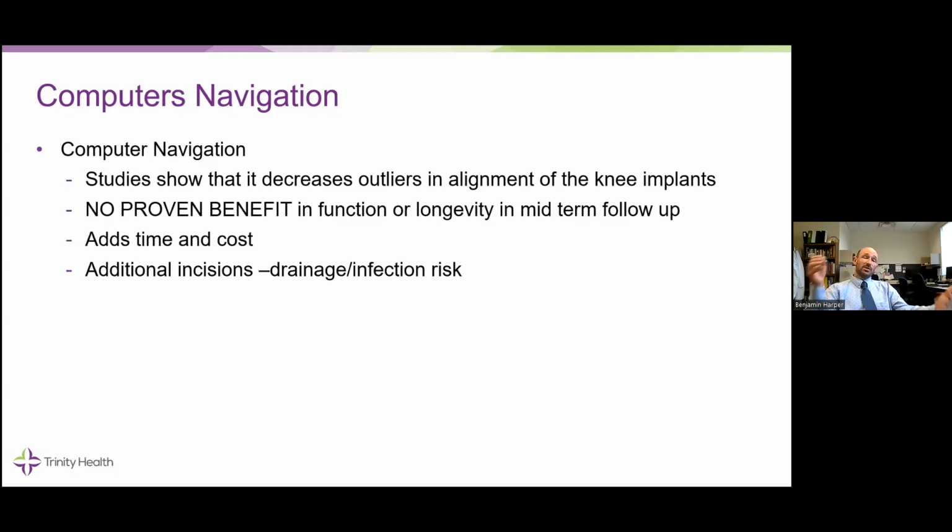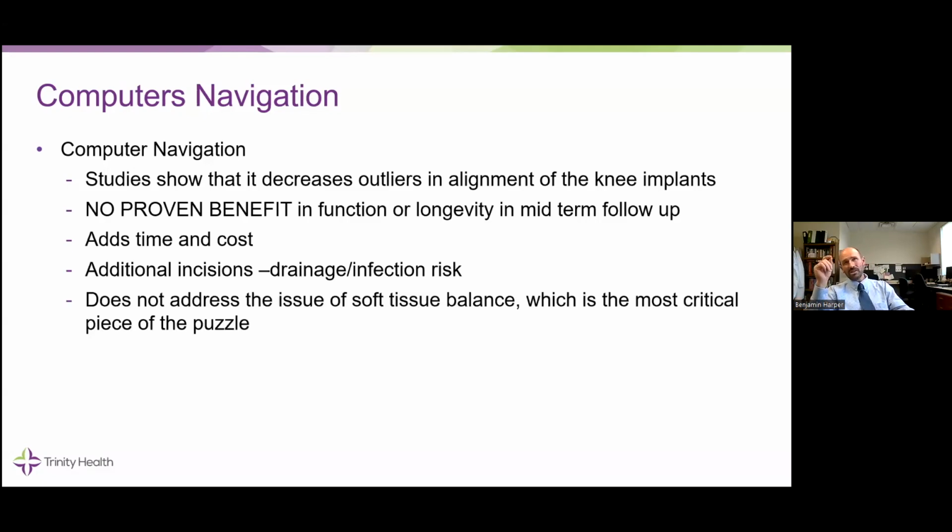And sometimes there are additional incisions for these navigation arrays to go in, which leads to some potential concern for wound infection complications and drainage. It really doesn't always address the soft tissue piece of the puzzle. So we talked about alignment, but it doesn't talk about the balancing of the soft tissues. I do think that there are a few instances that some of these technologies may have a niche. For instance, if you have an old injury with a rod or a plate or hardware in that would make traditional navigation less optimal, they may be perfect for that.